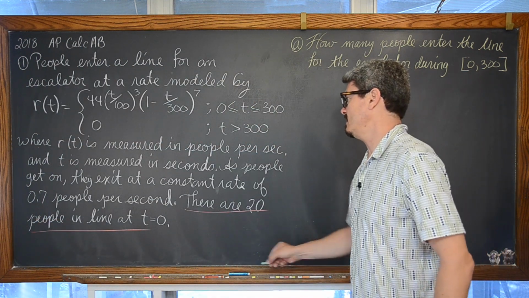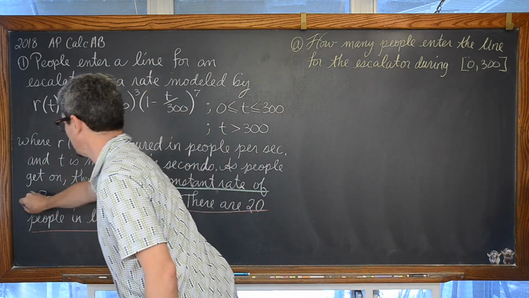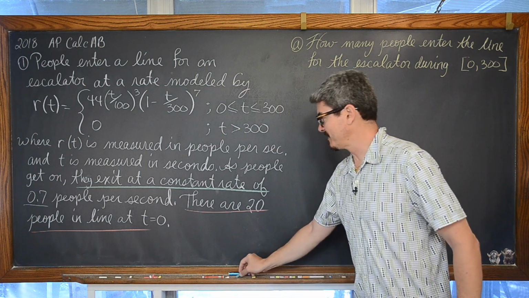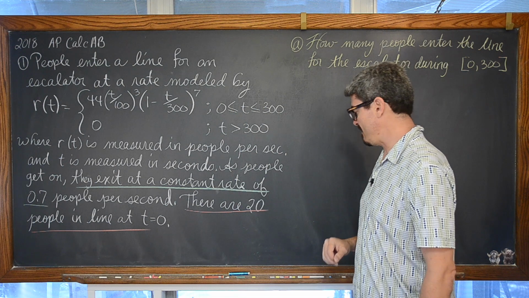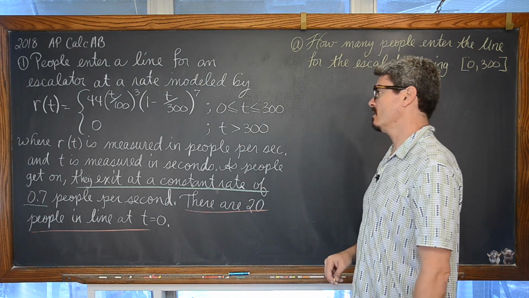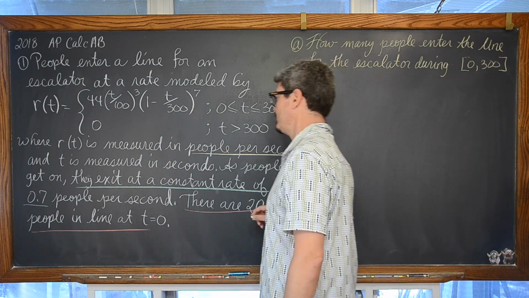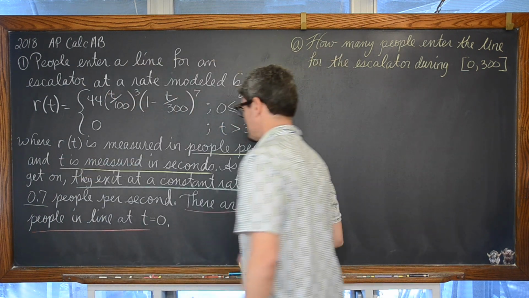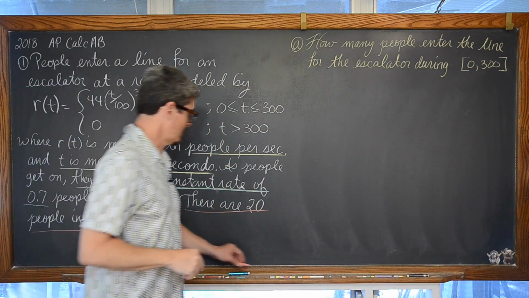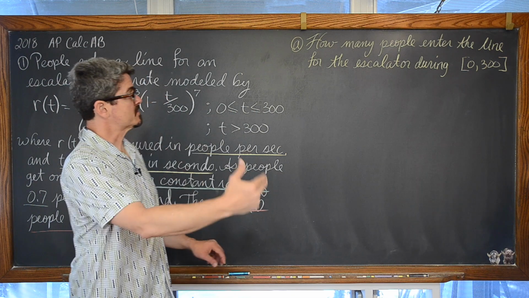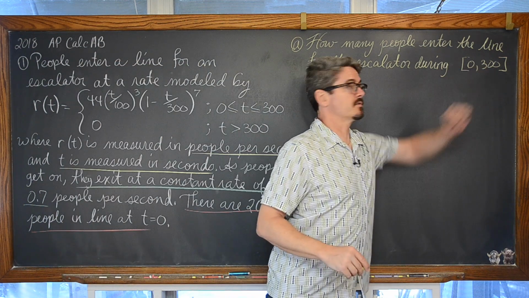We have again another function, a description of how people are getting off that escalator as well as getting on. And we have information given to us for units of measure: people per second for them getting on and off, and t is measured in seconds. Now, part A simply says, how many people enter the line for the escalator during basically that first 300 seconds?